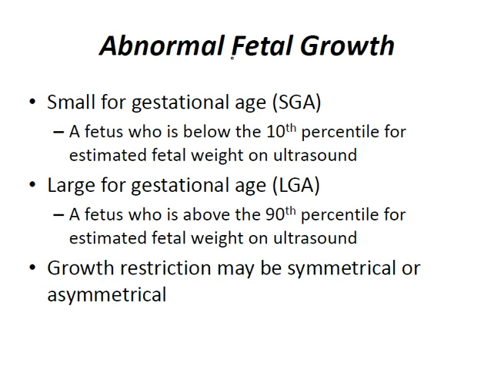Now, the smaller the infant, the greater the morbidity and the mortality risk. However, the risk is less than in a premature infant of the same weight. So, to be a premature infant is much worse. So, then you go on to large for gestational age, which is a fetus who is above the 90th percentile for estimated fetal weight on ultrasound. Now, LGA, or large for gestational age, includes maternal diabetes.